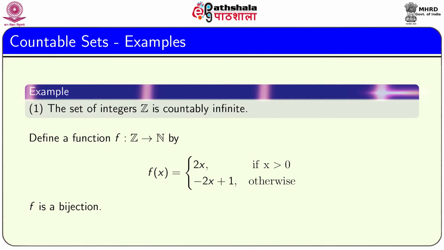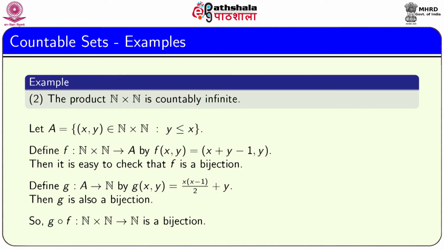First example of a countably infinite set is the set of integers. As we can easily see, a map f from Z to N given by f(x) equal to 2x when x is greater than 0 and minus 2x plus 1 when x is less than or equal to 0 is a bijection. The product N cross N of natural numbers is countably infinite.